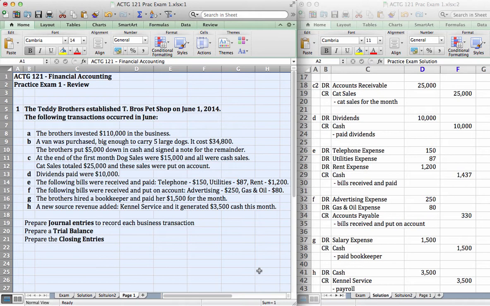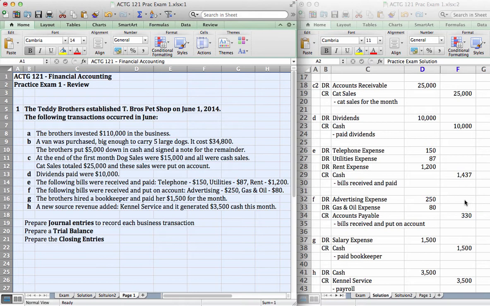E, the following bills were paid. Again, paid indicates cash. So you can see that's the total of all the bills. And I'm being very specific here. We have telephone expense, utilities expense, and rent expense. For F, rather than paying them, we've put them on account. Since the relationship is between the corporation and a vendor, that should clue us into accounts payable. So here we can see we debit advertising expense, debit gas and oil, and credit accounts payable.